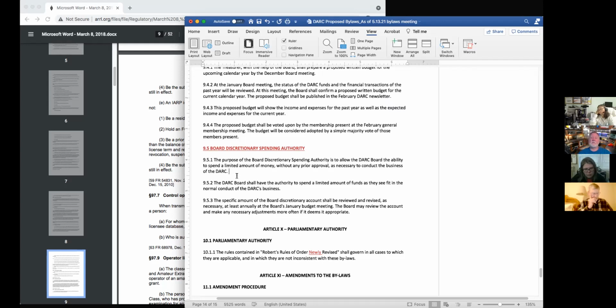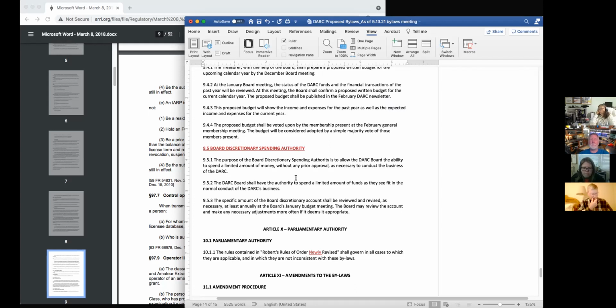I was gonna say, my gut feeling is there's not enough control on that. Or if anything, we need to maybe clarify that the amount is determined by the budget. We need to define limited or something.